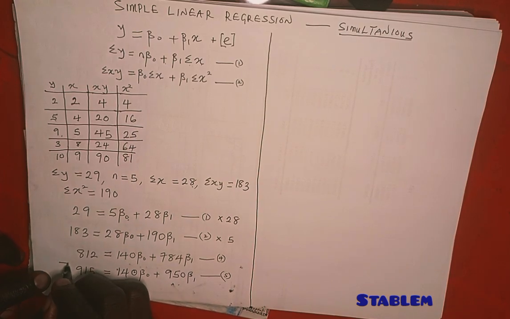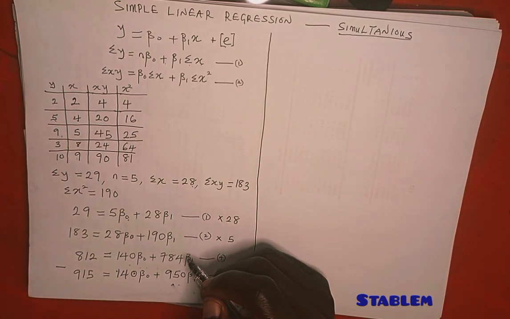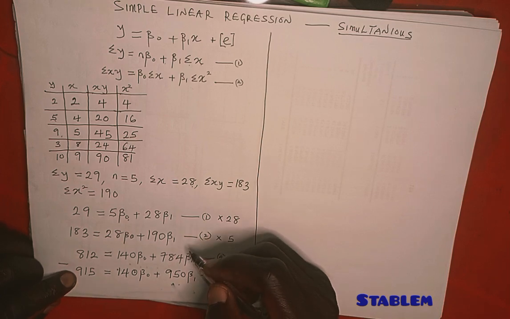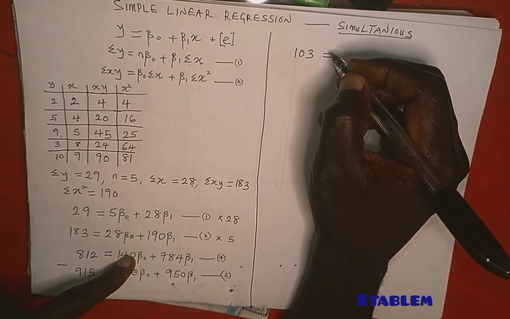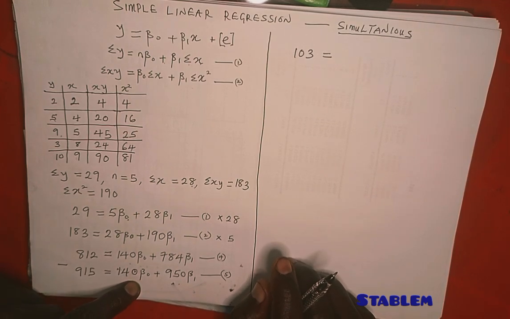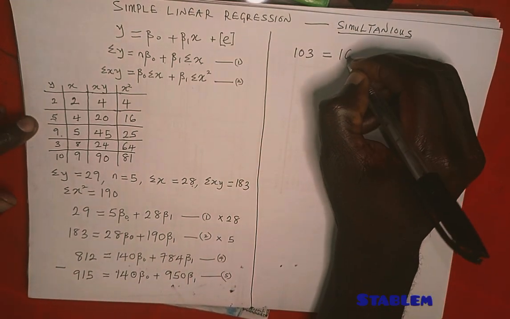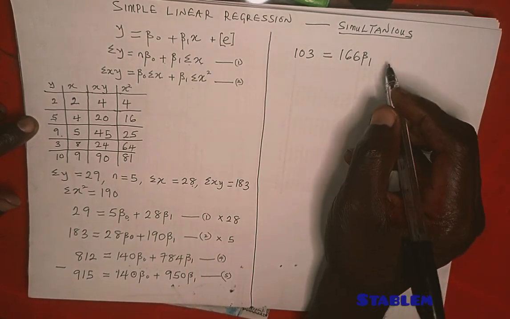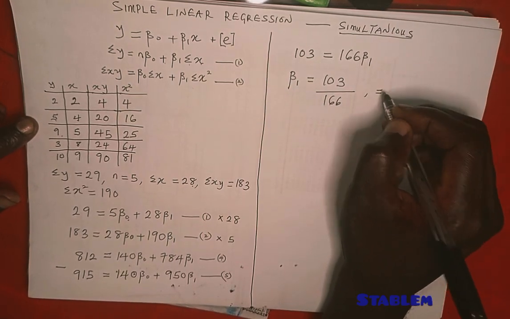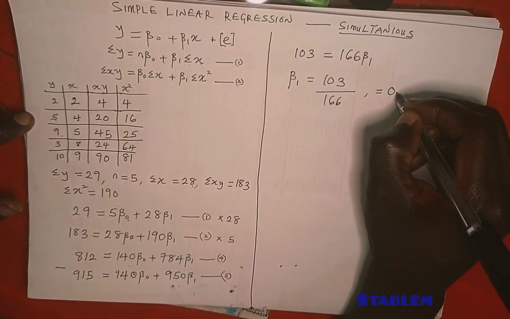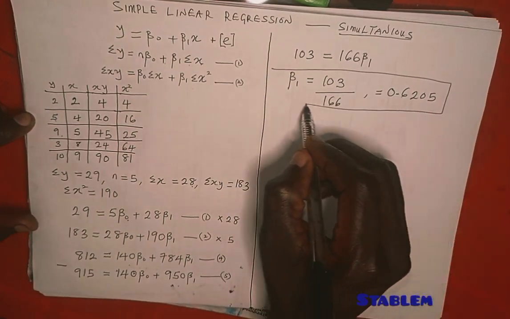Now, we can subtract equation 4 from equation 5. And if we do so, subtracting equation 4 from equation 5, we're going to have 915 minus 812. That will give us 103 equals, 140 will be eliminated if you subtract it. So 140 minus 140 is 0. Then we need 950 beta 1 minus 784 beta 1, and that will give us 166 beta 1, making beta 1 the subject. So we have beta 1 equals 103 divided by 166. And if you divide that and leave the answer in 4 decimal places, we have 0.6205. So this is the value of beta 1.